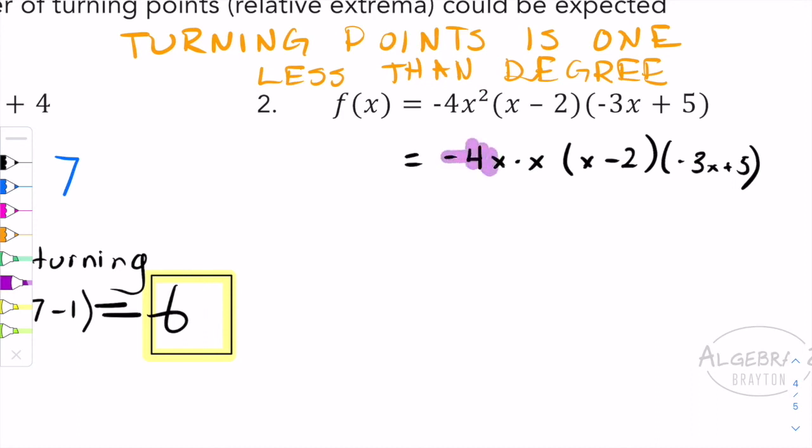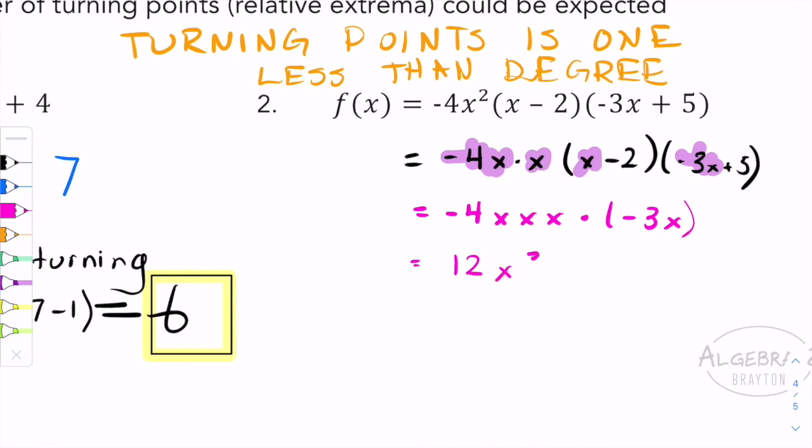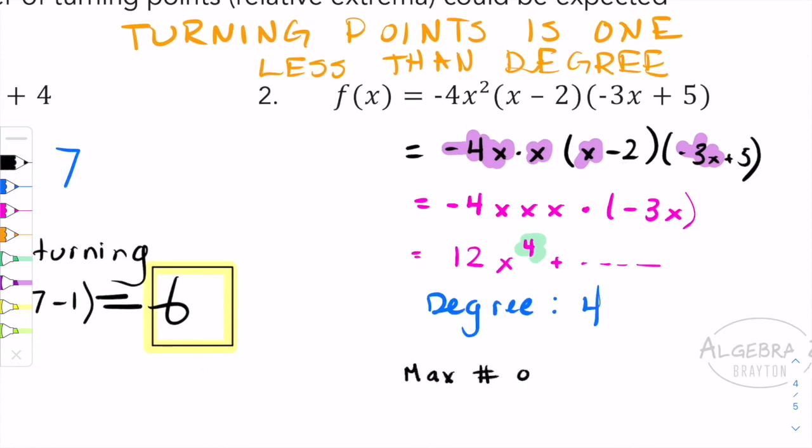I multiply the first factor of every term, which gives me negative 4 times x times x times x times negative 3x. That gives me 12x to the fourth. I was going to say third, plus whatever else, but we don't care about that. Clearly gives us the degree of 4. 4 minus 1 is 3, so the maximum number of turning points is 3. And 3 is your final answer.